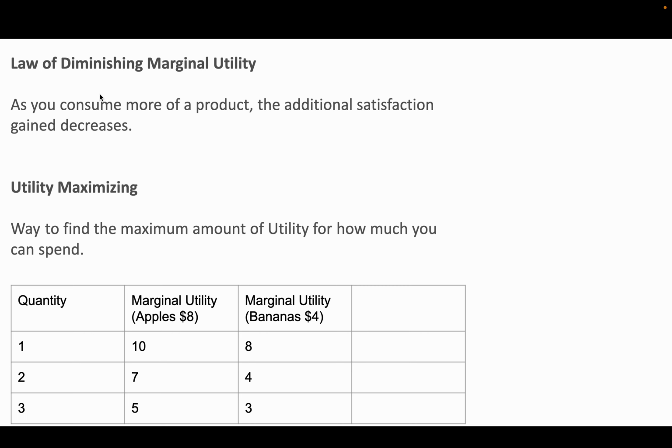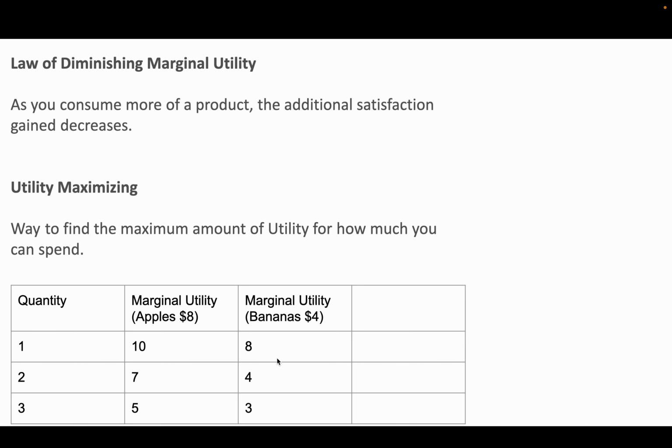So let's say we have $12. What should we do? Well, if we spend $4 on bananas, we get 8 utility. I think that the best way to do this, and what I want you guys to do, is to basically make it utility per dollar. So we have 8 utility, $4, that's 2 utility per dollar, 8 divided by 4. Then here, $8, 10 utility, 10 divided by 8, I believe that's 1.25. Then what's the bigger number, 2 or 1.25? 2 is a bigger number, so you gain more utility per dollar when you pick a banana.